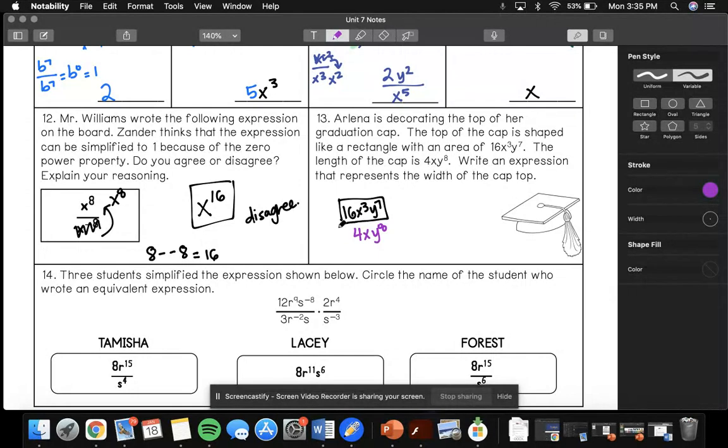So it looks like we probably need to divide these two numbers. Okay, so we have 16 divided by 4, which is 4. We have x to the third over x. We have 2 more on top than on bottom. And then finally, we have y to the 7th over y to the 8th. We have actually 1 more on bottom than on top. So this looks like this is the length of the cap.